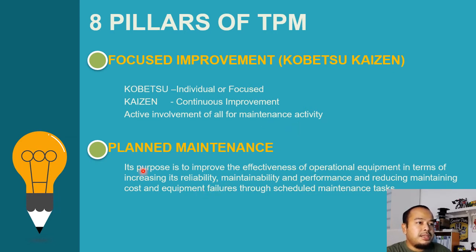The third one is planned maintenance. Its purpose is to improve the effectiveness of operational equipment by increasing its reliability, maintainability, and performance, and reducing maintenance costs and equipment failures through scheduled maintenance tasks. We saw in our first slide the comparison between company A and company B. That is one example: company B does planned maintenance, which means they have no downtime. So that is the benefit of planned maintenance.